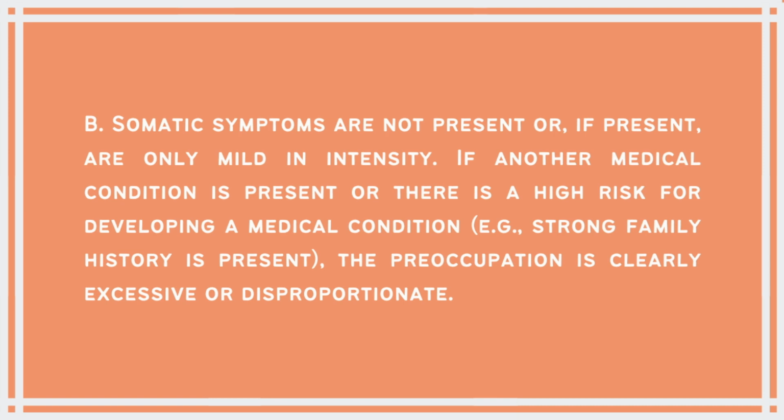B is somatic symptoms are not present, or if present are only mild in intensity. If another medical condition is present or there is a high risk for developing a medical condition, for example a strong family history, the preoccupation is clearly excessive or disproportionate. Again, it's very similar to somatic symptom disorder. If you watch that video, this would be really easy.